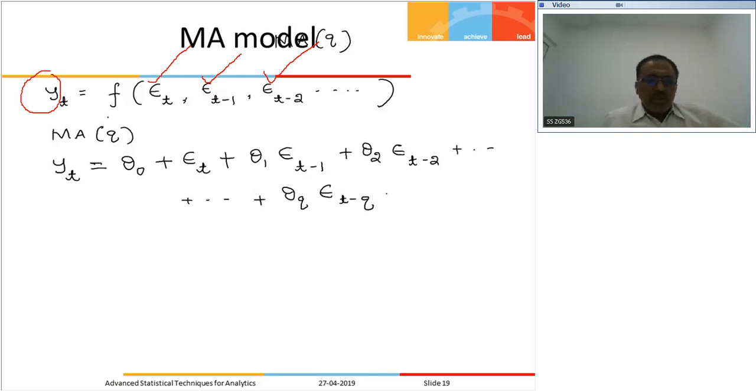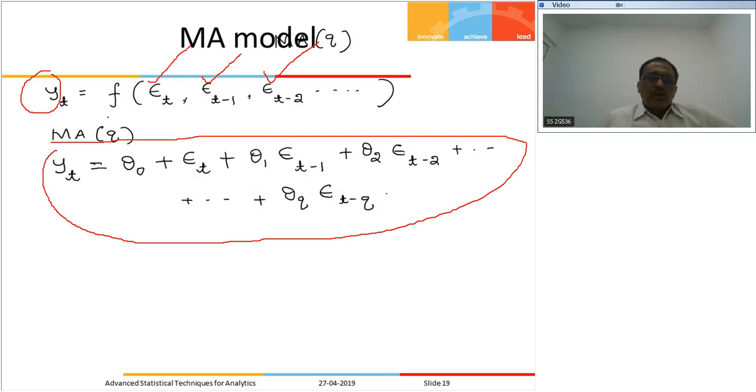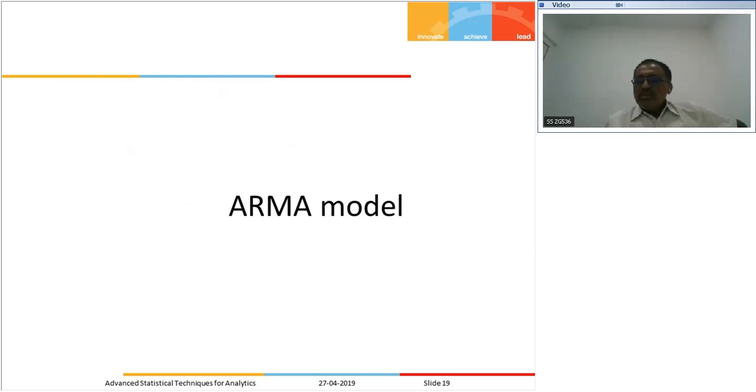So the MA model is similar in sense: it has theta naught plus epsilon t, that is the error that happens, right? And theta 1 epsilon t minus 1, theta 2 epsilon t minus 2, and so on. This is the moving average model. Right? This is another model. So next is a combination of these two models.